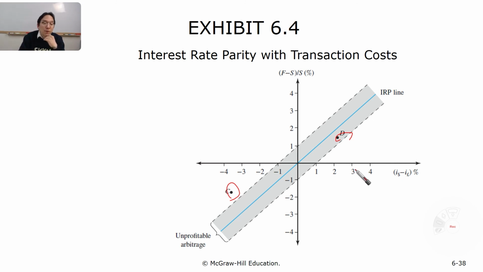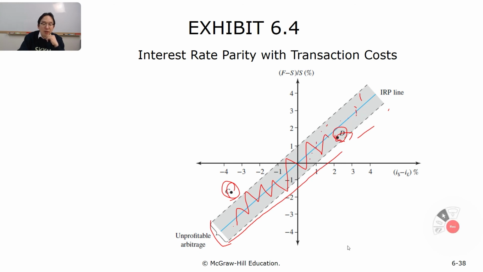But for a C kind of situation, you want to take arbitrage and make money out of it because it's worth more than the transaction cost. But D over here is in the unprofitable arbitrage range by the transaction cost. So it's not worth it. So just leave it there. So mostly, if the market is efficient, a lot of data will spot around here. But let's see.